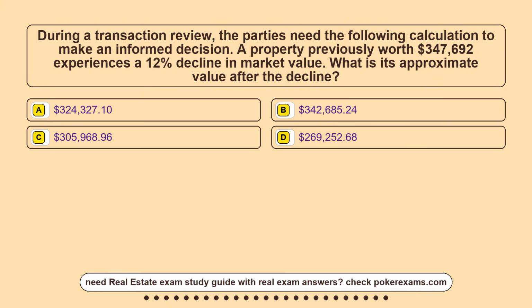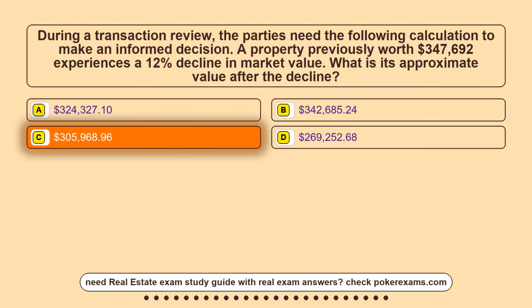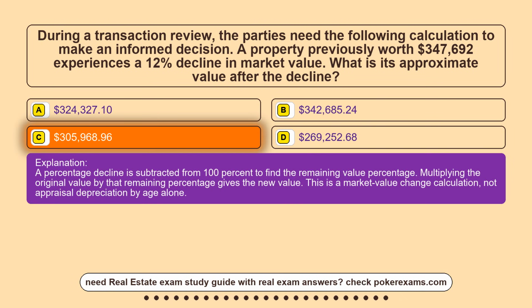$269,252.68. The correct answer is option C, $305,968.96. A percentage decline is subtracted from 100% to find the remaining value percentage. Multiplying the original value by that remaining percentage gives the new value. This is a market value change calculation, not appraisal depreciation by age alone.